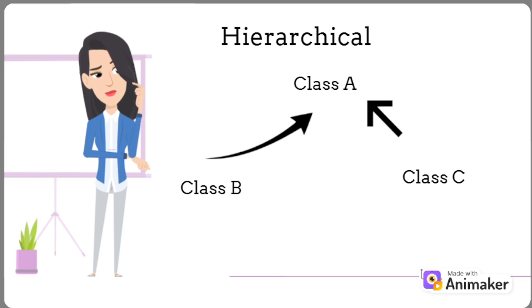In hierarchical inheritance, multiple classes inherit from a single base class. Class A is the base class with common attributes and methods. Class B and Class C both extend Class A. In this structure, both Class B and Class C inherit properties and methods from Class A, allowing them to share common functionality while also adding their own unique features.